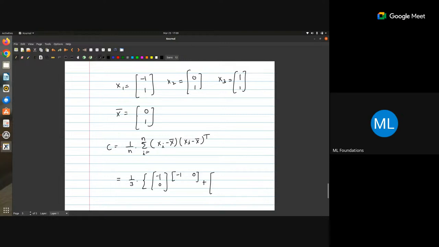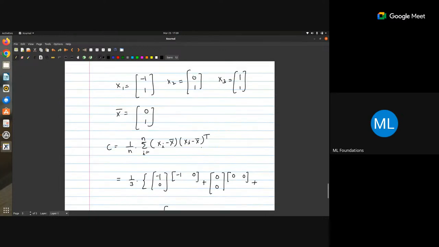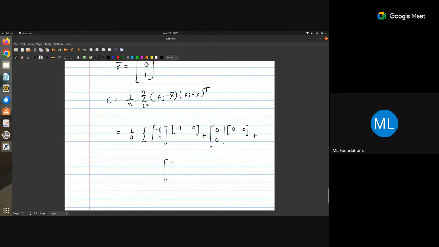Here x2 minus x bar: 0 minus 0 is 0, and 1 minus 1 is 0. So this is 0, 0. Plus x3 minus x bar, which is 1 minus 0 is 1, and 1 minus 1 is 0.